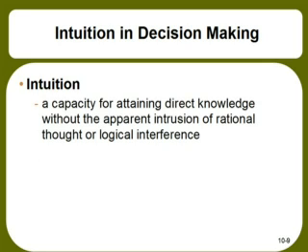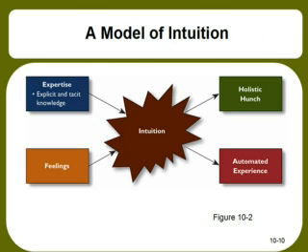Is there a place for intuition in decision-making? Intuition is a capacity for attaining direct knowledge or understanding without the apparent intrusion of rational thought or logical inference. As a process, intuition is automatic and involuntary. In many decisions, it is as important as rational analysis. We discuss this further on the next slide, presenting a model of intuitive decision-making.